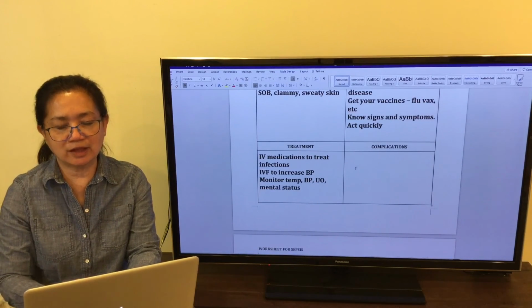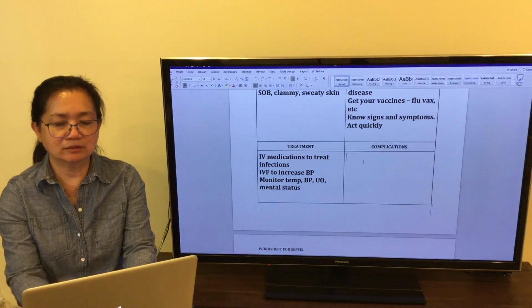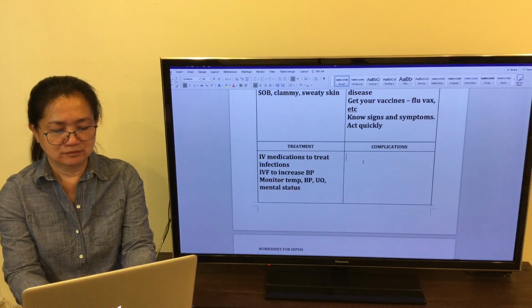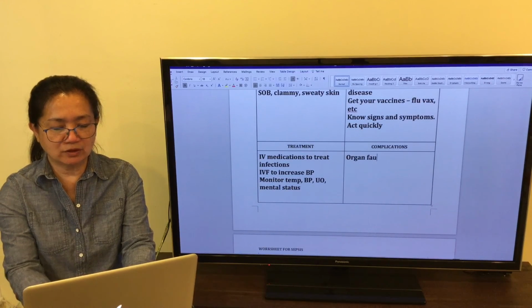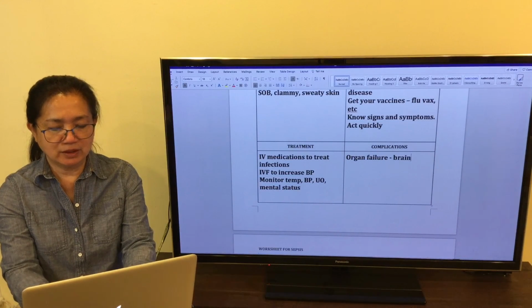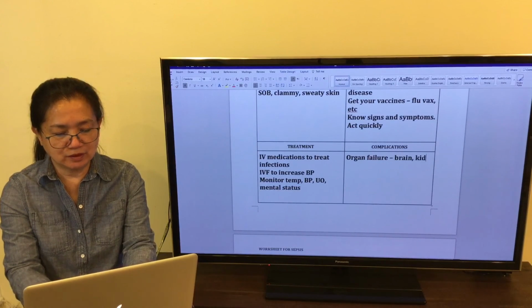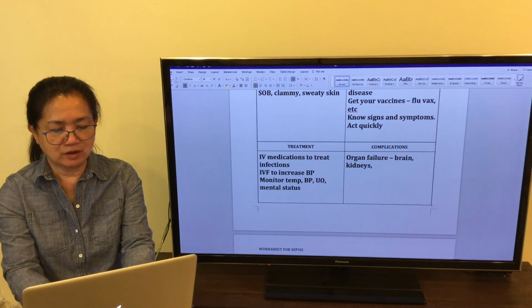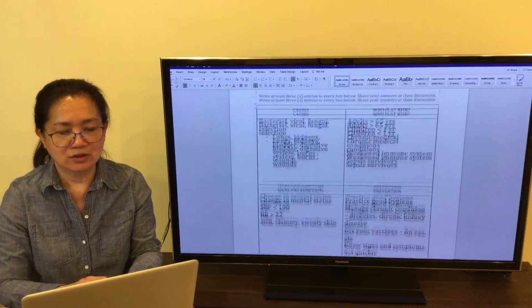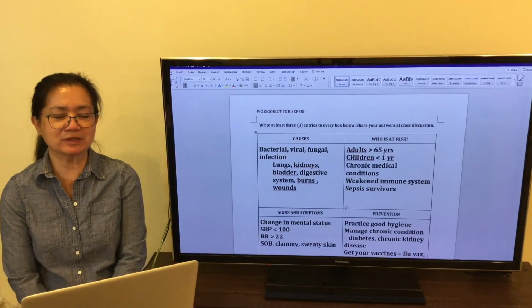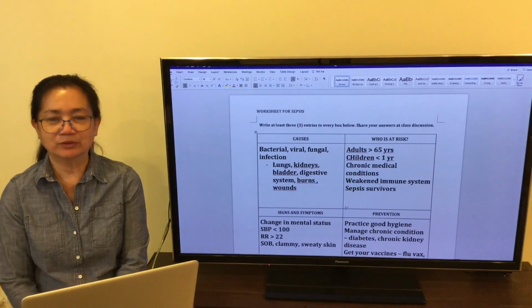Very good. And lastly, what are the complications of sepsis? Organ failure. Okay, organ failure, like in the brain. Where else? Kidneys, heart, and lungs. Okay, good job, guys. So this ends our lesson for sepsis, and I hope you learned something.